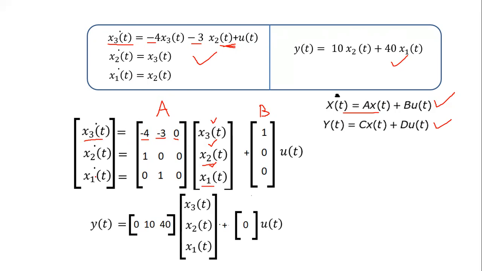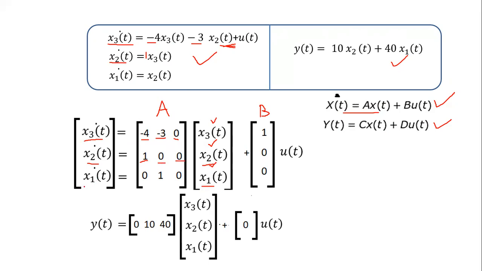And next, the x2 dot of t equation. Here x2 dot of t is equal to... we have only the x3 component; the x2 component and x1 component are 0. So we have only the x3 component, and its coefficient is 1. The remaining x2 component is 0 and the x1 component is also 0.